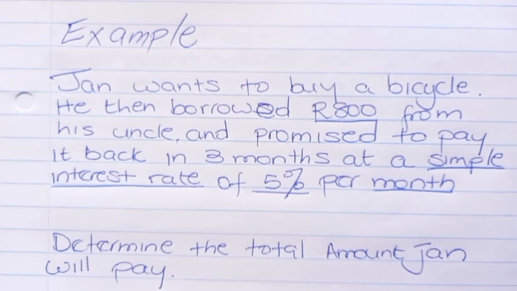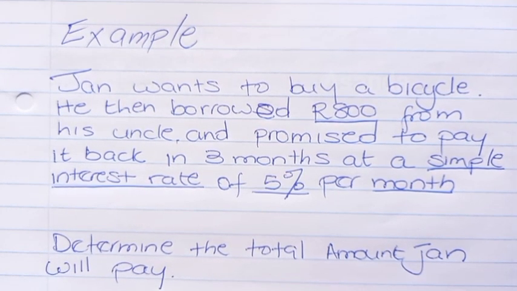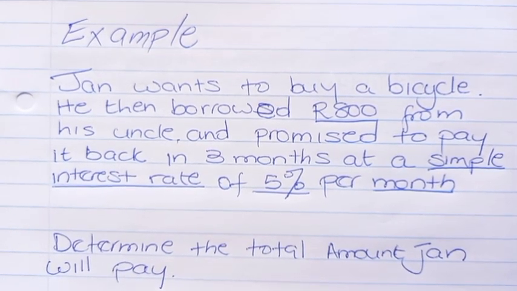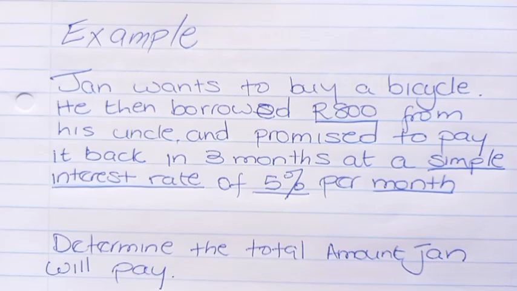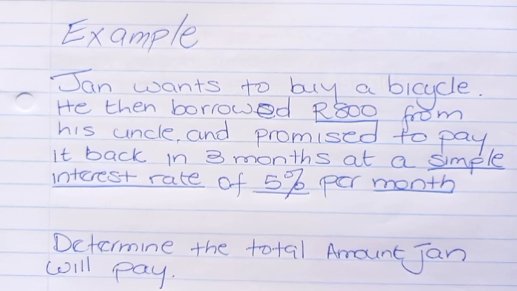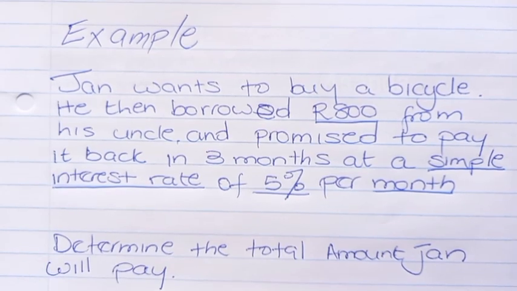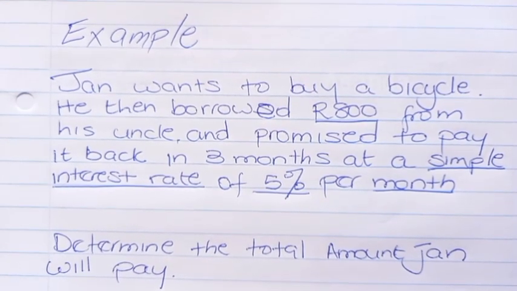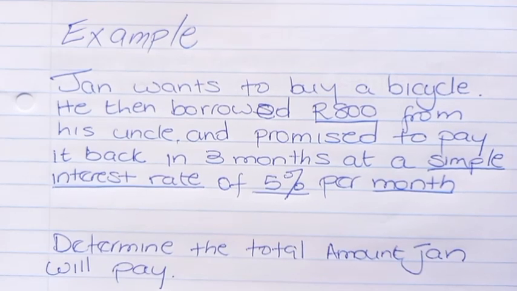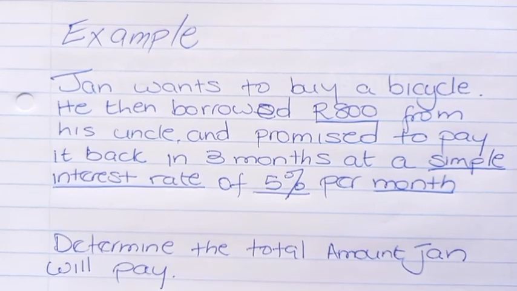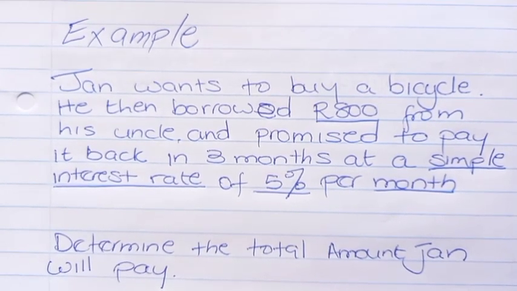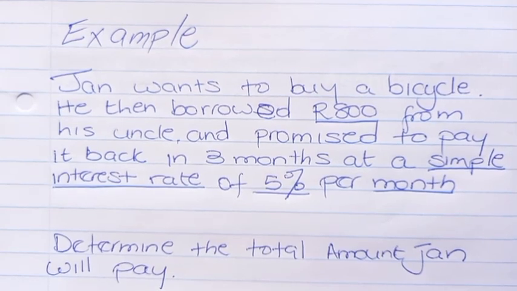Jan wants to buy a bicycle. He borrowed 800 Rand from his uncle. The borrowed money is going to be our principal amount. So it's the loan itself. That's what we are going to calculate interest on. He promised to pay it back in 3 months. This is the duration of the loan at a simple interest rate of 5% per month. So this 5% is for every month. Every month that goes by, 5% is added.